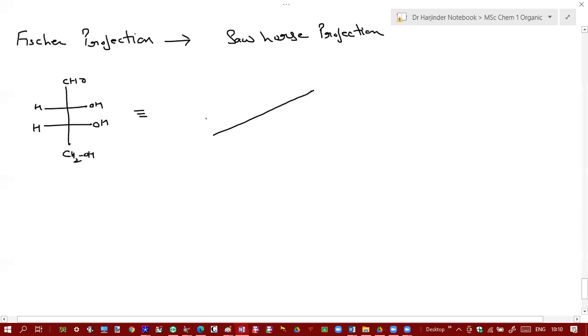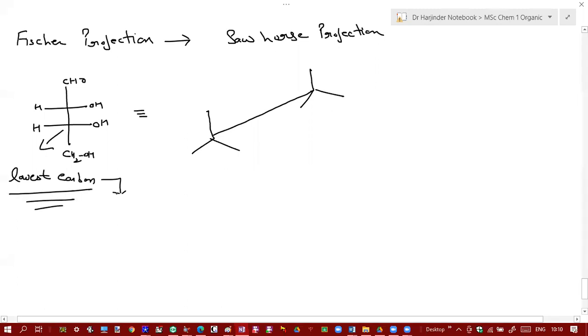So I write like this. So these bonds are directly behind each other. Okay? Now the next point: your lowest carbon, so this is your lowest carbon. So your lowest carbon in Fischer projection is what?